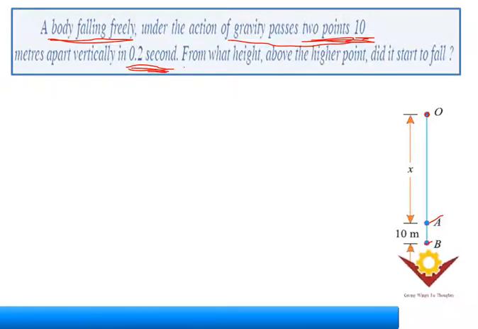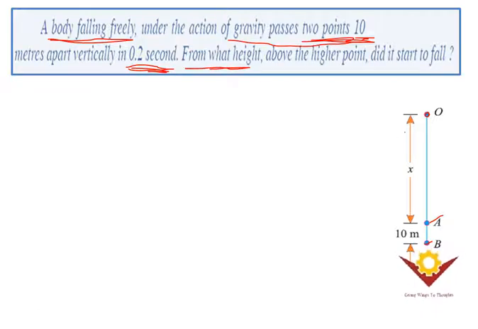From what height? That means we require the height above the higher point, from which it starts to fall. So we require this particular x, but we have the distance between A and B, and the time it took to travel between these 2 points.